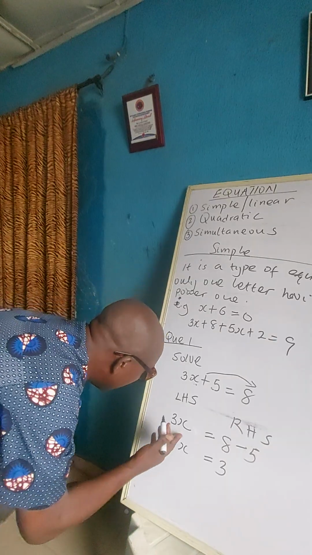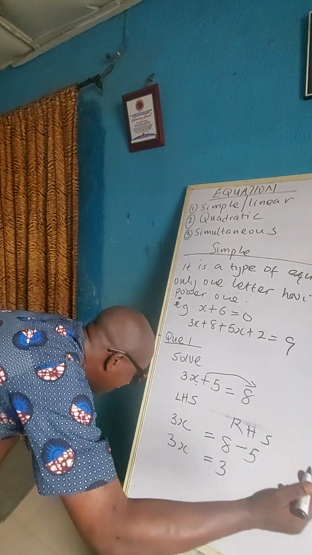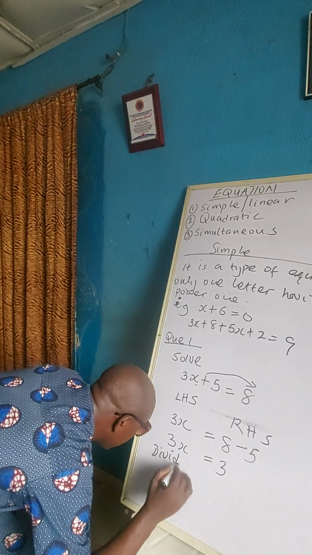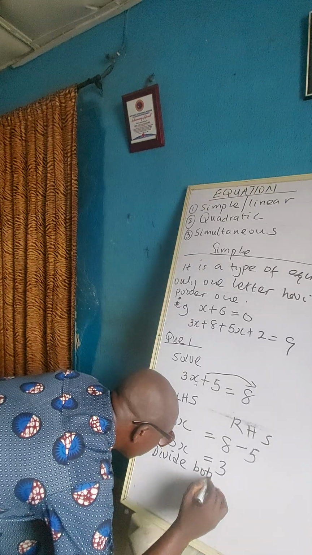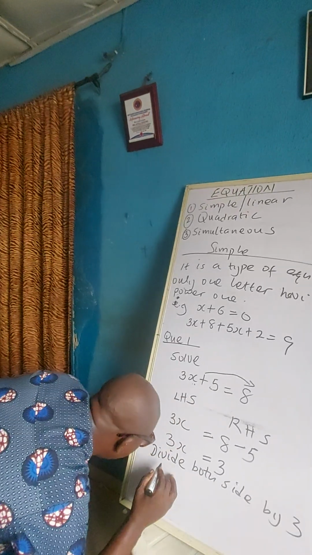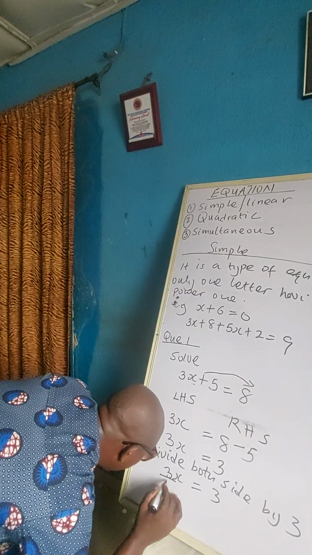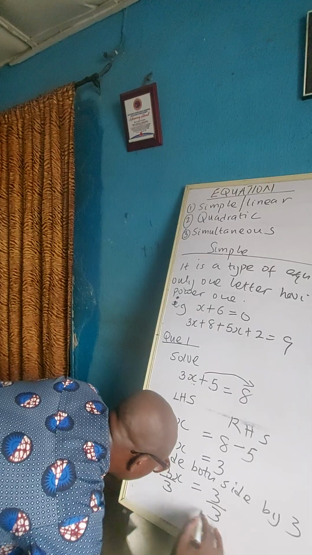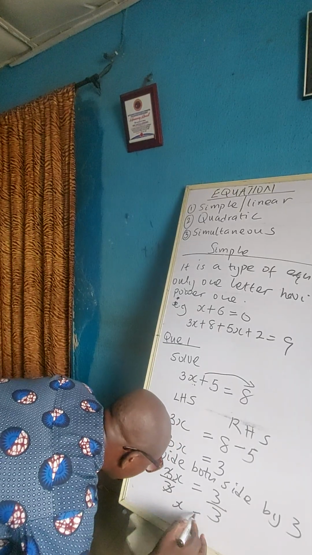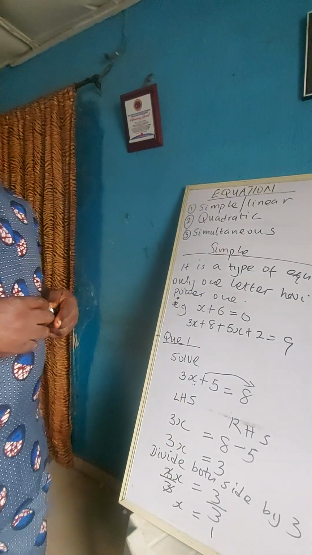Take note, we are looking for x. What is disturbing x there? Digit 3. Divide both sides by 3. That means 3x over 3 equal to 3 over 3. It remains x. 3 in 3 is 1. That's the answer.